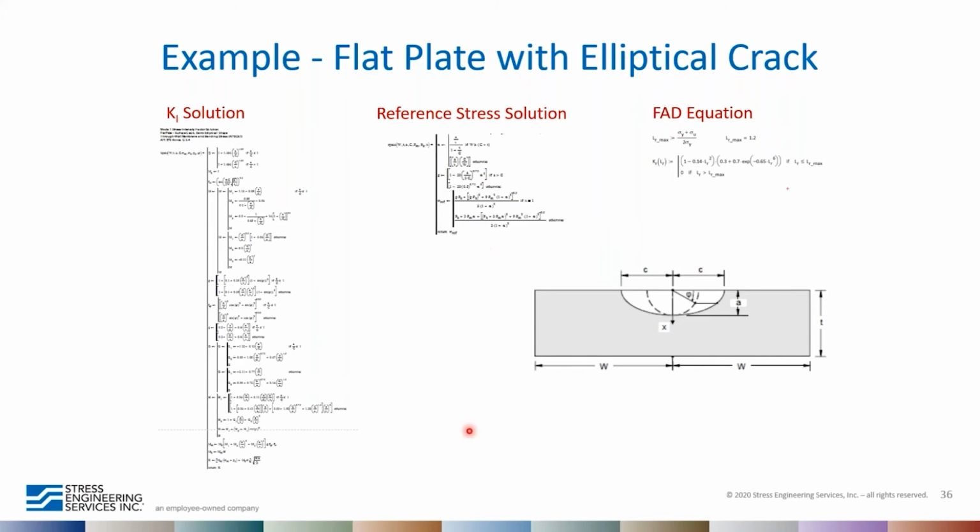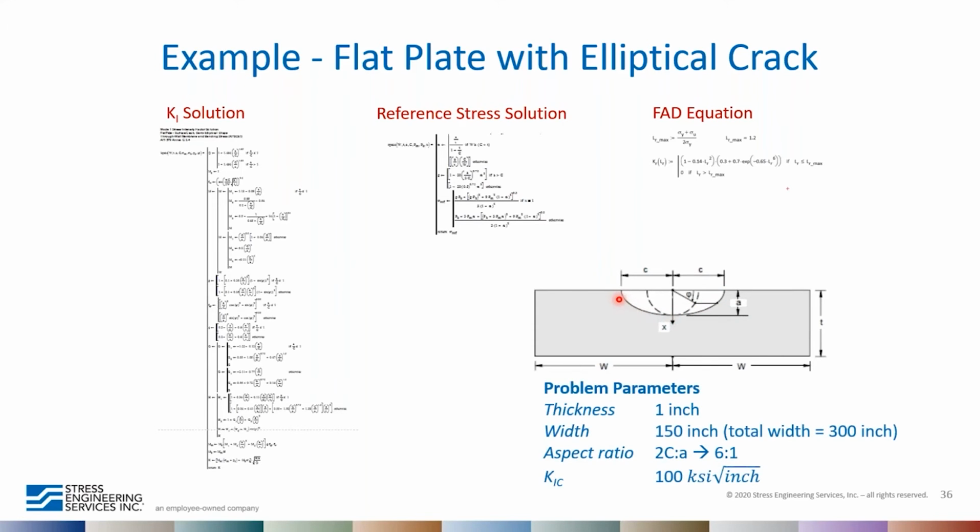And so we're looking at a flat plate with an elliptical crack in it. And if we look at this geometry here, we see that the angle represented here really represents the position along this crack tip where we're determining K. The 0 being here, 90 degrees here, and 180 degrees here.